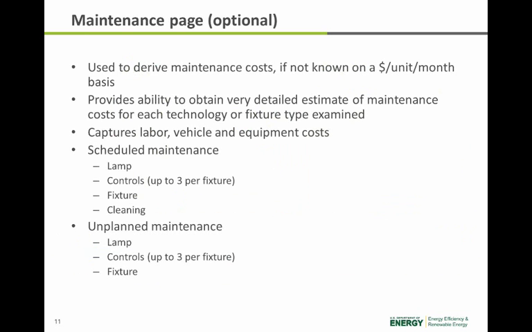Okay, on to the maintenance page. As I mentioned, on the input page, you may enter maintenance costs directly there on a $1 per unit per month basis for each fixture. But if you have more detailed information, or if you don't know those costs, the maintenance page can help you derive very detailed estimates of those costs.